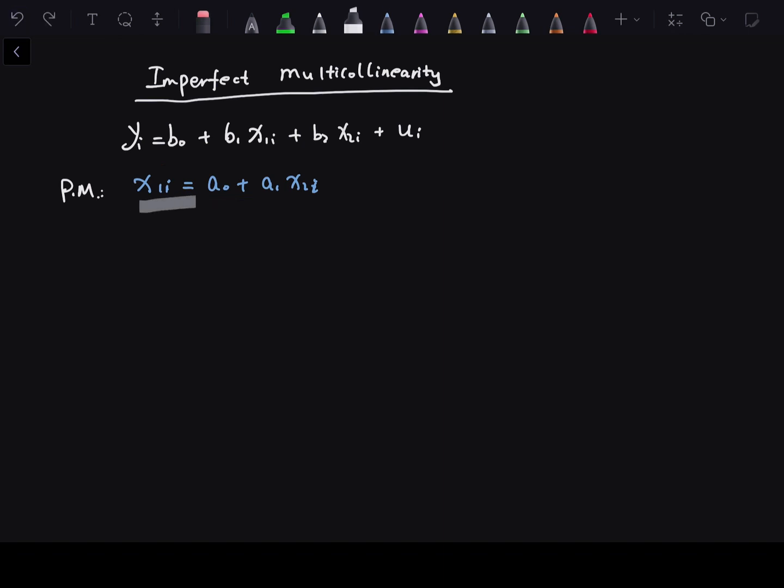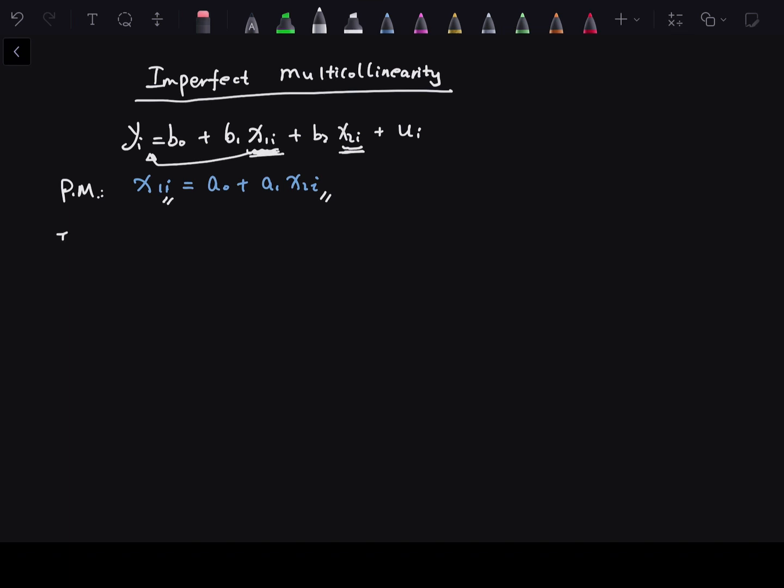The intuition behind it is that when x2 is held constant, there's nothing changing x1. When x2 is held constant, x1 is also constant. So you cannot estimate the effect of changing x1 on y when x2 is held constant. Again, because when x2 is held constant, there's nothing changing x1. Or the data do not contain any information about what happens when x2 changes but x1 doesn't, or vice versa.